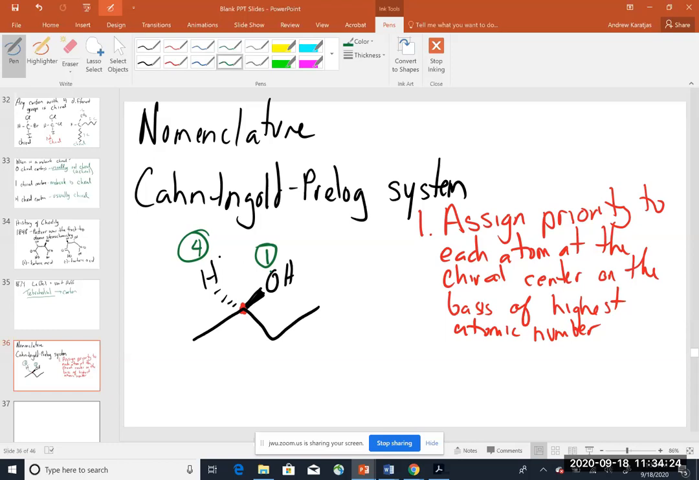These other 2 atoms, though, are both carbons. And so how do we differentiate there? Well, what we then have to look at is what those carbons are attached to. So this carbon is attached to 3 hydrogens, whereas this carbon is attached to 2 hydrogens as well as another carbon. So the carbon is higher priority, so that makes this, the ethyl group, higher priority than the methyl.